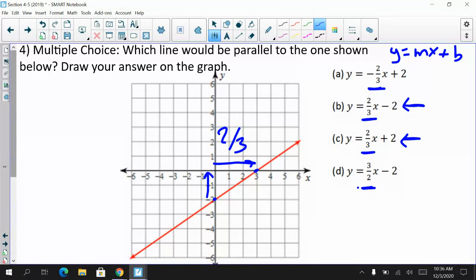Well, ACTs are tricky, so let's look at our y-intercepts. Well, 2/3 x minus 2, look here on the graph. That's my y-intercept. So choice B is actually the red line. So that's going to eliminate B and make my answer C.